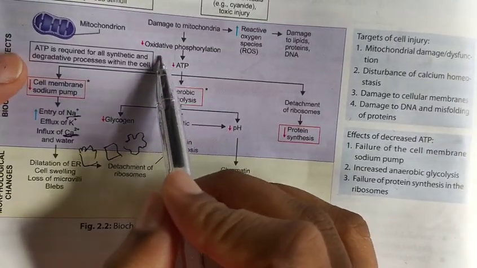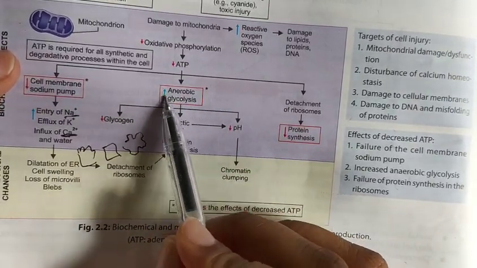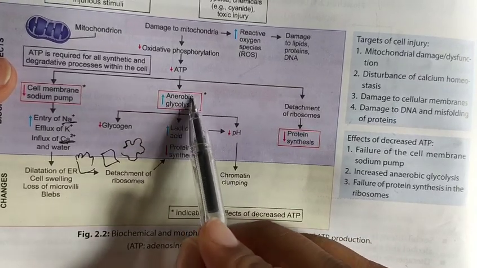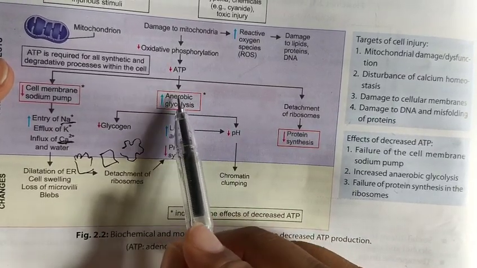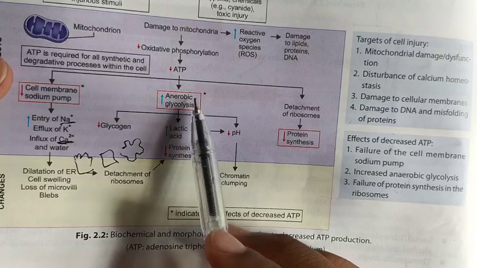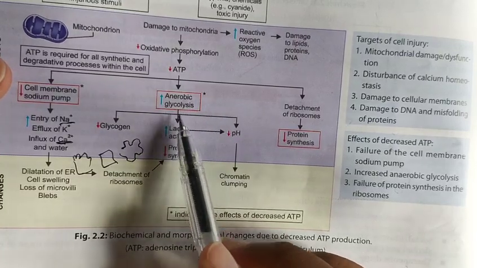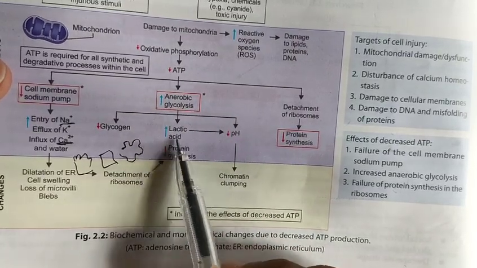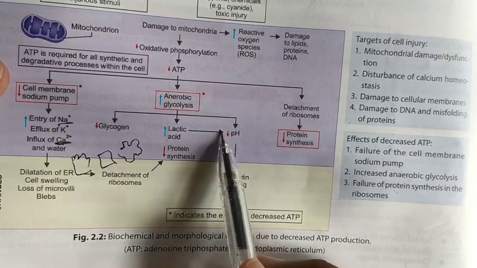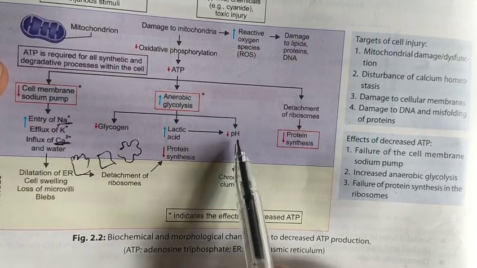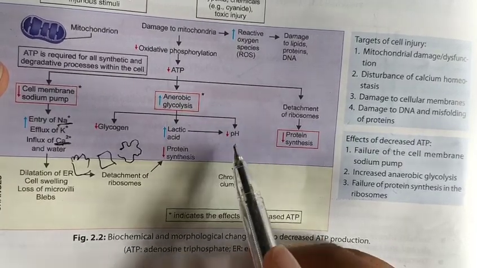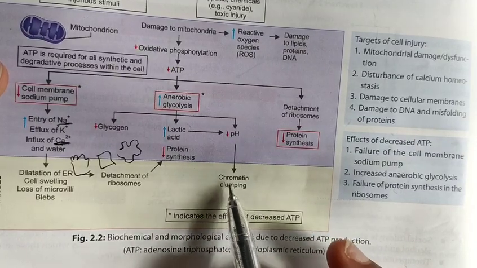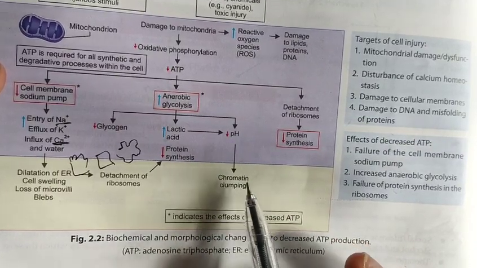Then this ATP decrease also causes anaerobic glycolysis. Anaerobic means there is a loss of oxygen, so anaerobic glycolysis will take place. That increases lactic acid, which makes the pH acidic. Acidic pH is from 1 to 7, so the pH decreases. When the pH decreases, there will be clumping of the chromatin material.